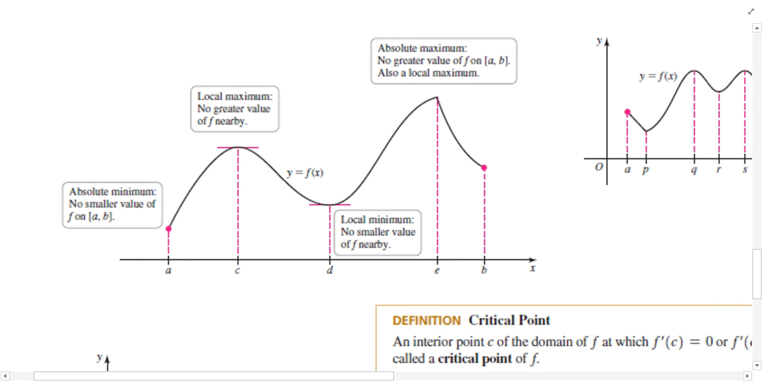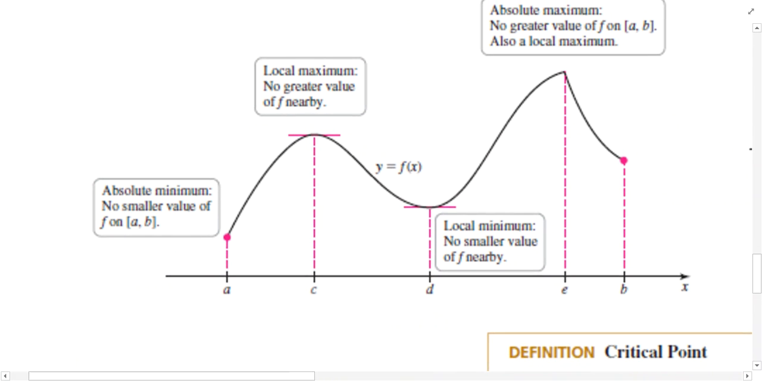like this example here, this example does meet the conditions of the EVT. The function itself is continuous. I can draw the entire equation without picking up my pen or pencil. And the boundaries of the equation are closed. They are closed endpoints here, A and B. So the conditions are met. There must be an absolute maximum and an absolute minimum on this domain.